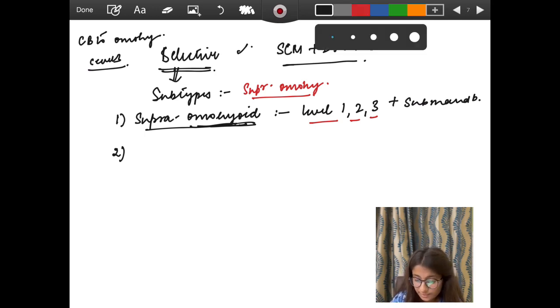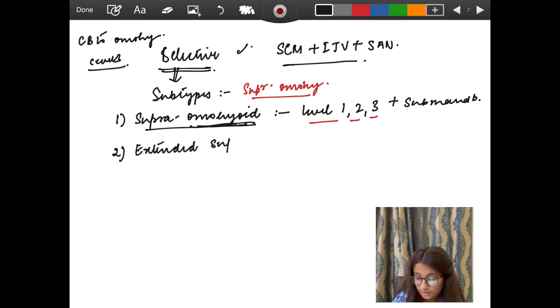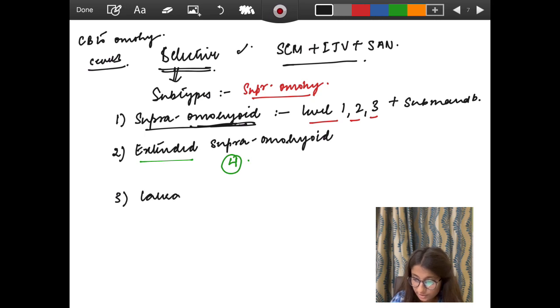Now the second subtype is the extended supraomohyoid type of neck dissection. Here we remove the fourth group of lymph nodes also. Then the third subtype is lateral neck dissection. Here we remove level 2, 3 and 4. We don't remove the first level, because as we know, the first is the submental and submandibular group. We remove the second, third and fourth.